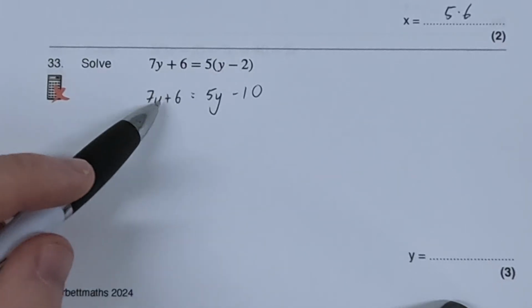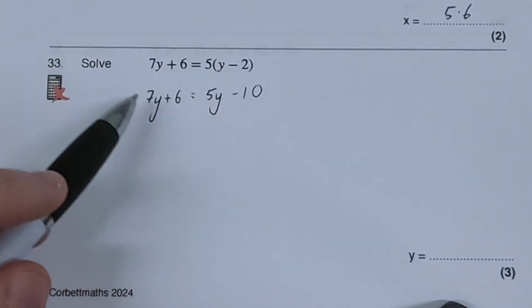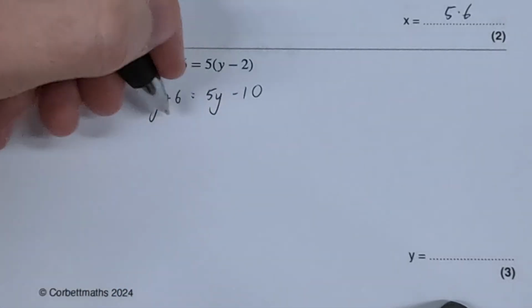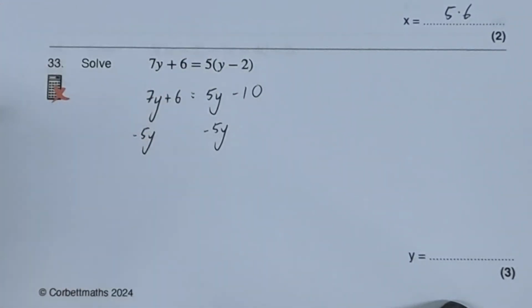Okay, now we've got an equation with letters on both sides. We've got 7y and 5y. So the lowest number of y's there will be the 5y. So let's take away 5y from both sides of the equation. So take away 5y from the left-hand side and take away 5y from the right-hand side.